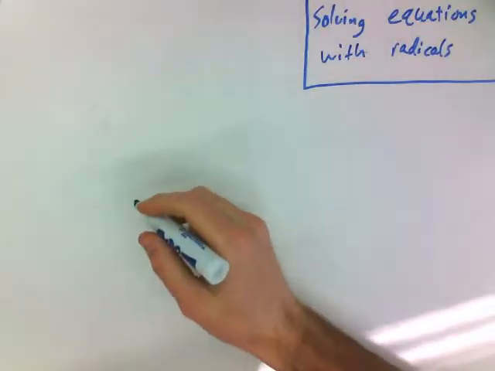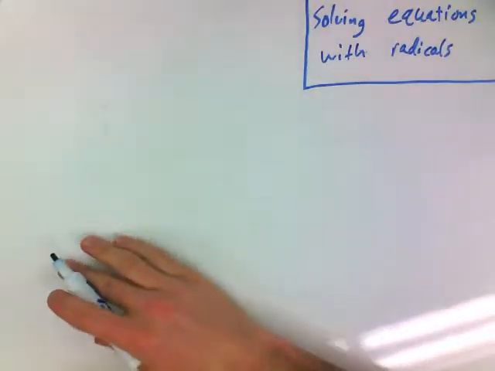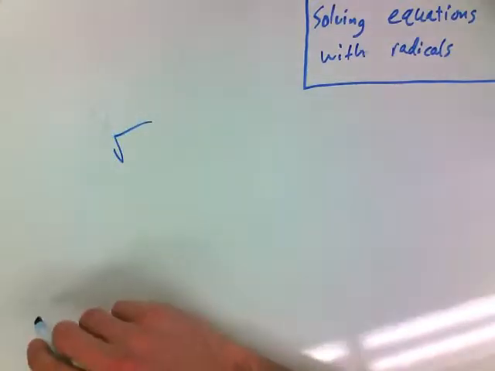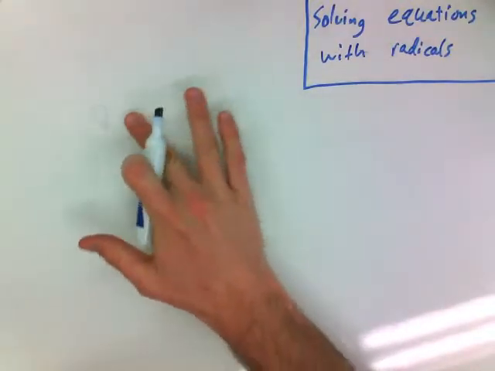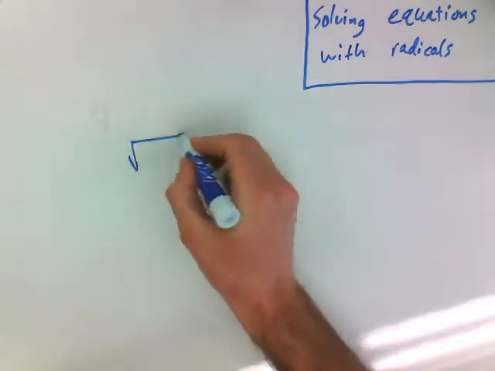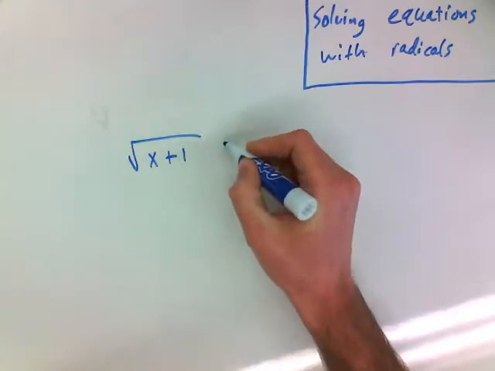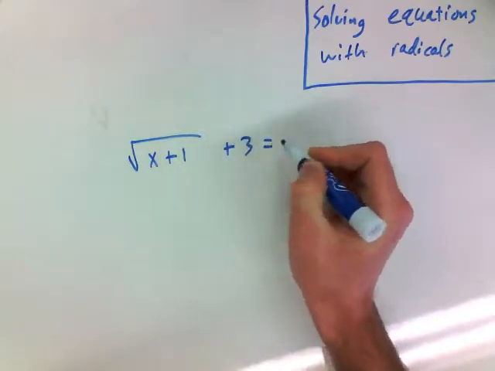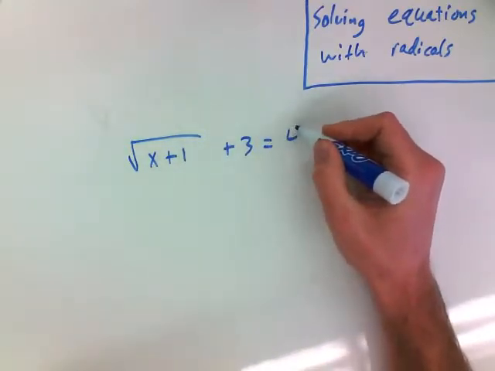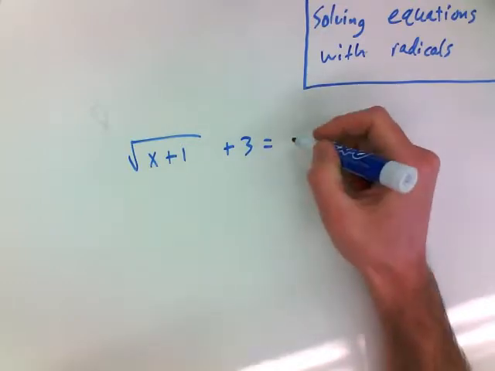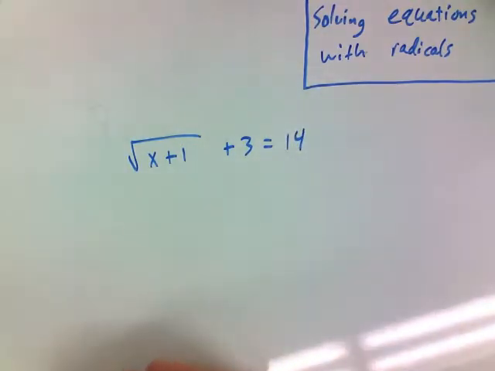All right. So we want to solve equations with radicals. And basically what a radical is, it's just like a square root, right? So what happens if we have the square root of x plus 1, plus 3, equals, let's say, 14? And I want to solve for x.